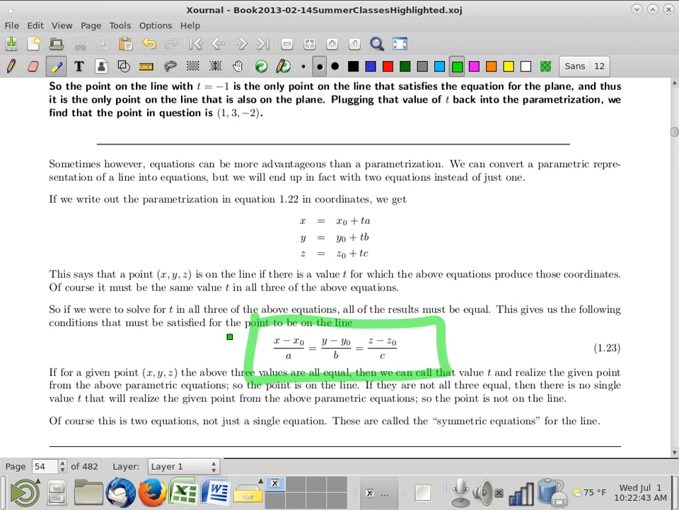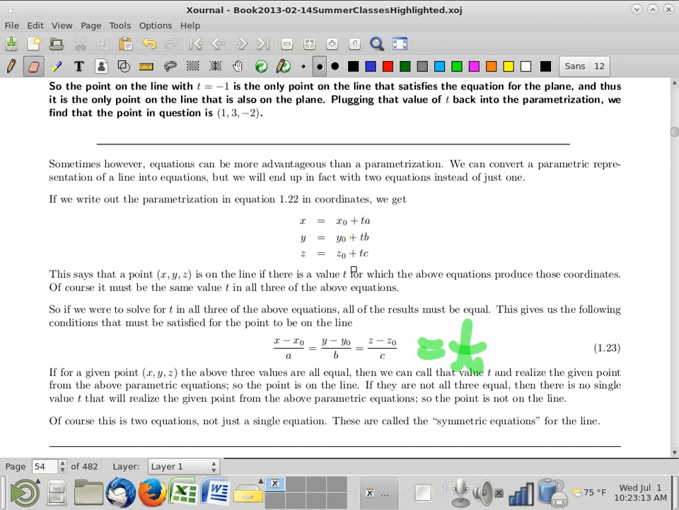If they're all equal to each other, then that thing that they are all equal to is the value of t that will generate the point you were given. If they're not all equal to each other, then what t could you possibly use? You just can't, there is no value of t that's going to generate that point. Does that make sense? Everybody happy?